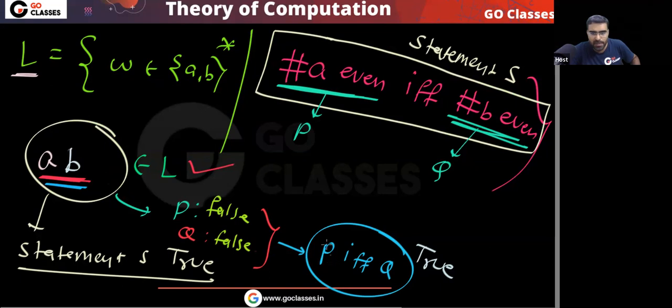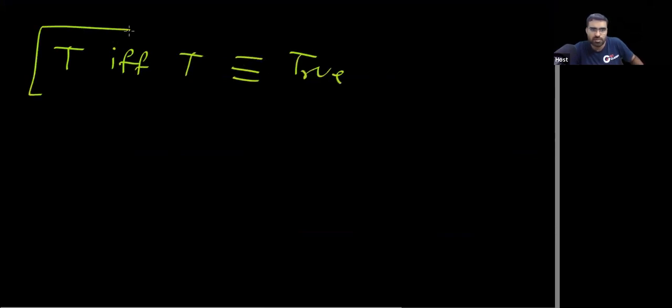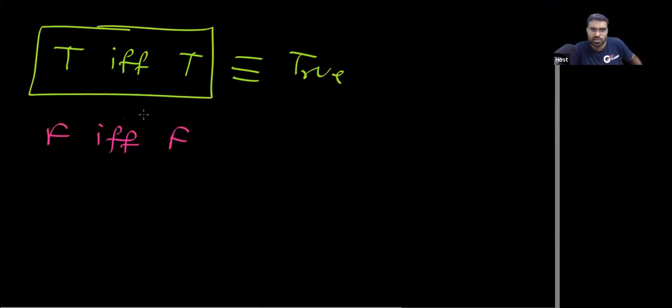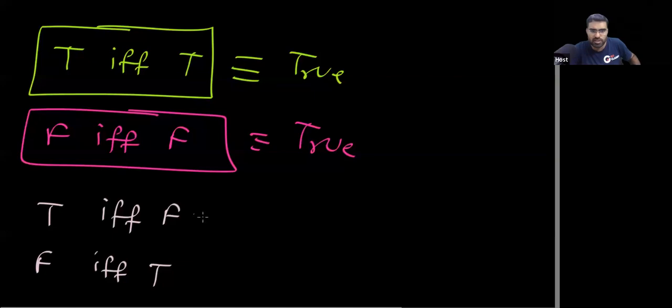You tell me one thing. False if and only if false, that is true, right? Yes or no? We already know that true if and only if true is true. Similarly, false if and only if false is also true. What about true if and only if false? What about false if and only if true? They are false.